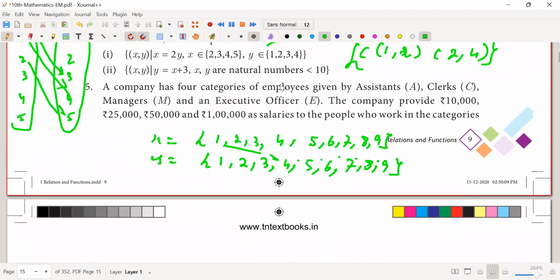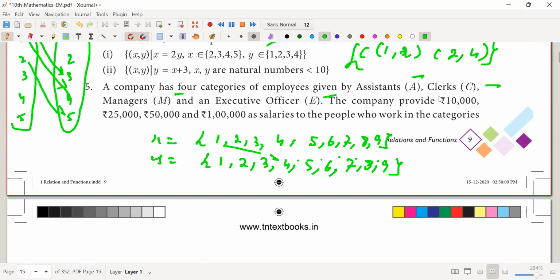A company has 4 categories of employees given by assistant A, clerk C, manager M, and executive officer E. Executive is the highest, then the manager, then the clerk, then the assistant. Executive will be having 10 managers. Each manager will be having 10 clerks. Each clerk will be having 10 assistants. They will report to that respective clerk. All the 10 clerks report to one manager. All the 10 managers report to one executive.